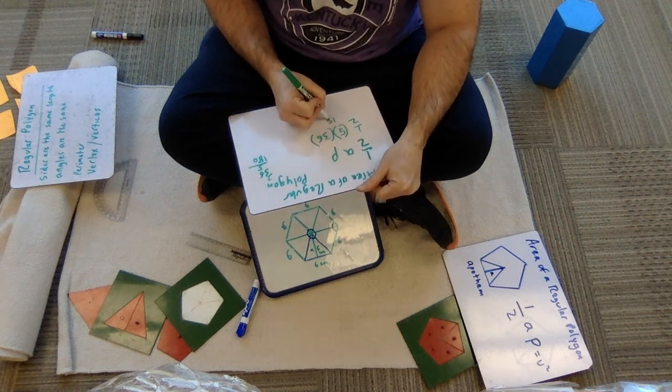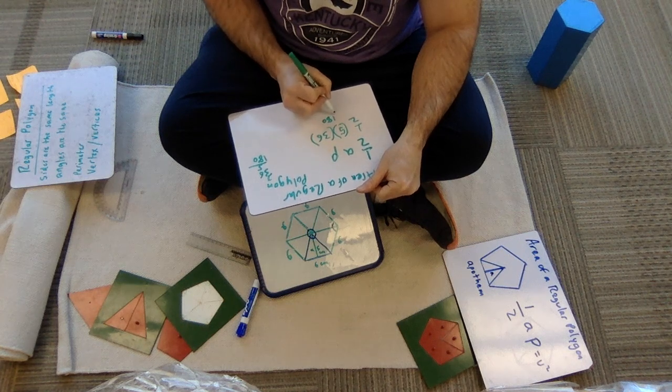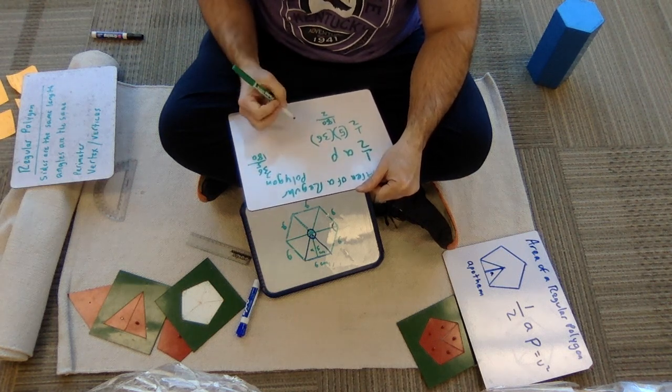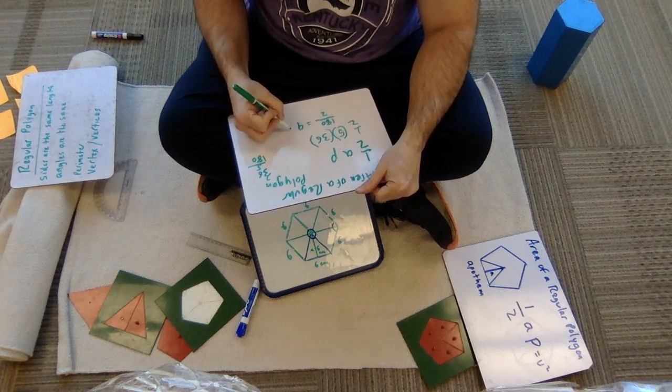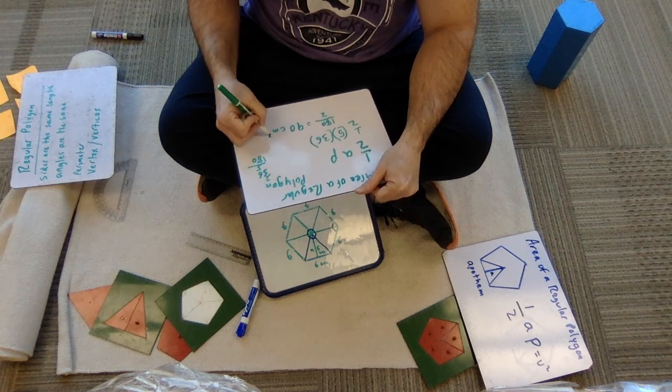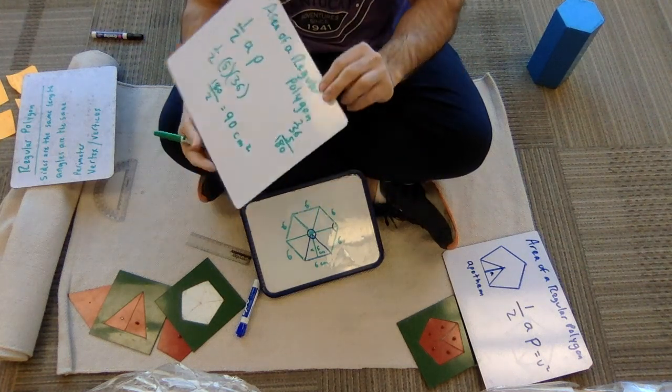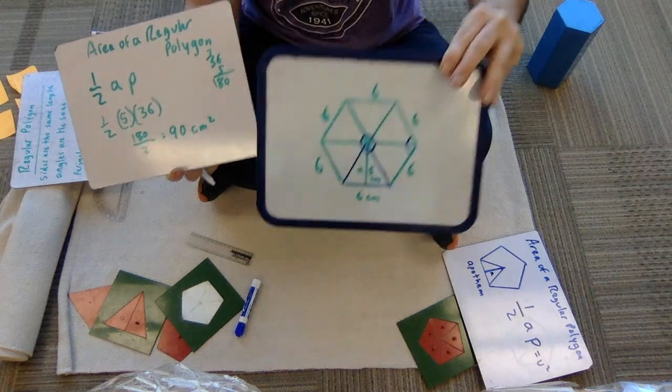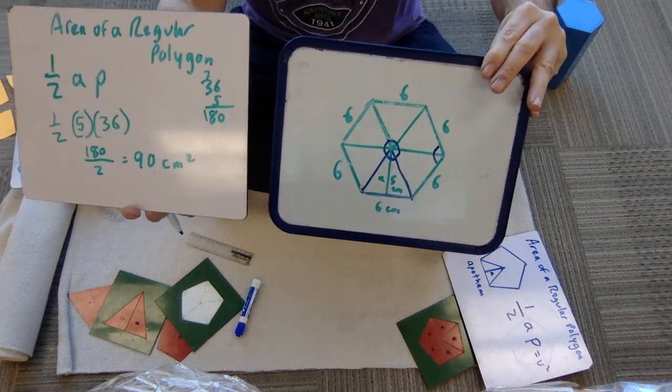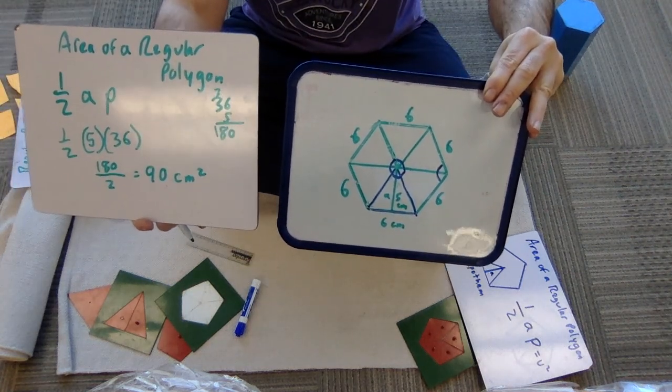30, 180 over 2. 1/2 of 180 is 90. 90 centimeters squared is the area of my regular hexagon here.